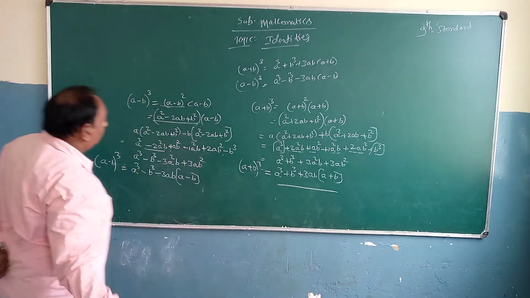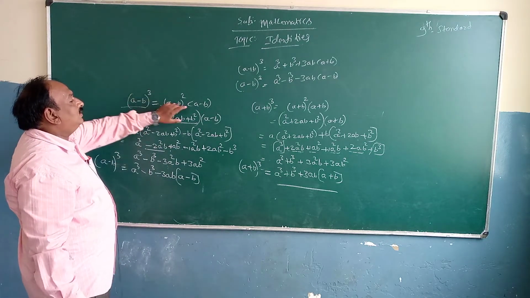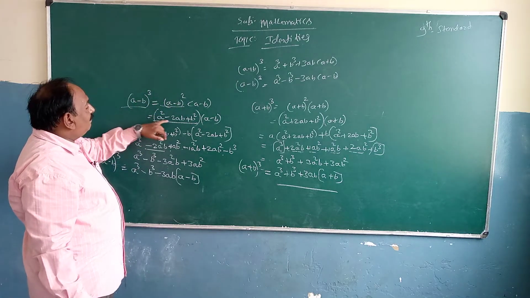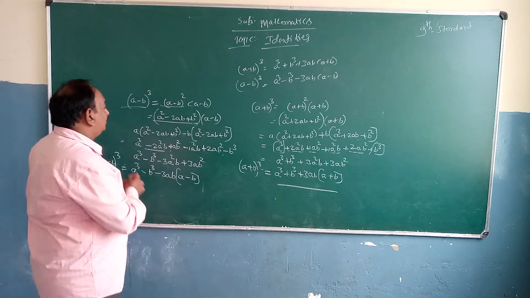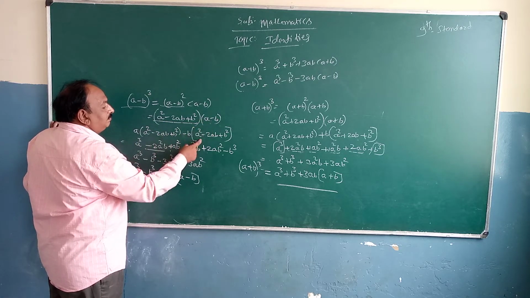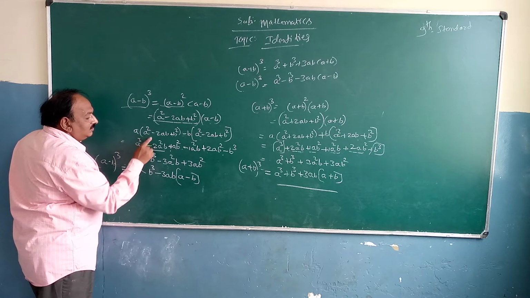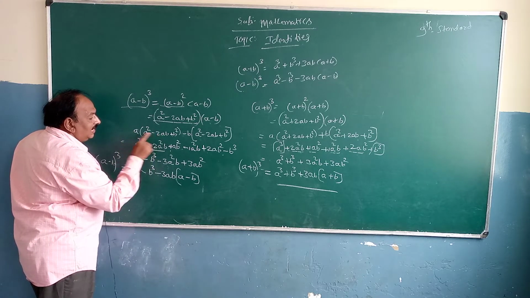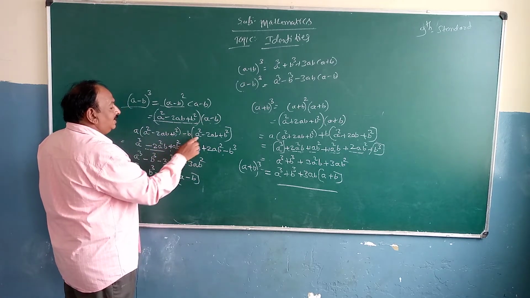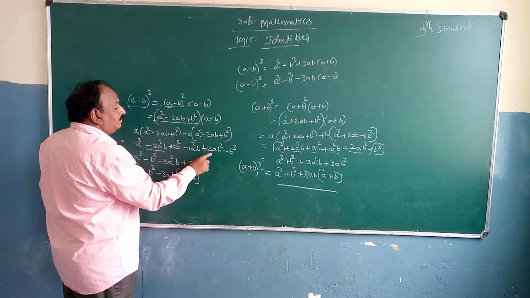Next problem, next formula: a minus b whole cube is equal to a minus b whole square into a minus b. A minus b whole square expansion: a square minus 2ab plus b square, into a minus b. A into a square minus 2ab plus b square, minus b into a square minus 2ab plus b square. A square into a cube, plus into minus minus 2 ones are 2, a into a square b, a into b square, ab square, plus into minus minus a square b, minus into minus plus 2ab into b square.